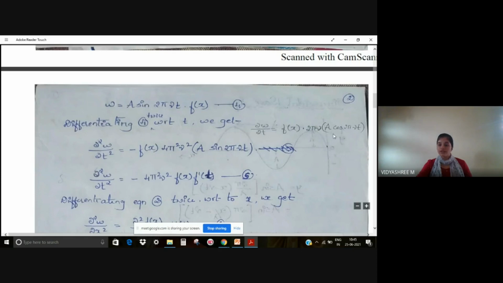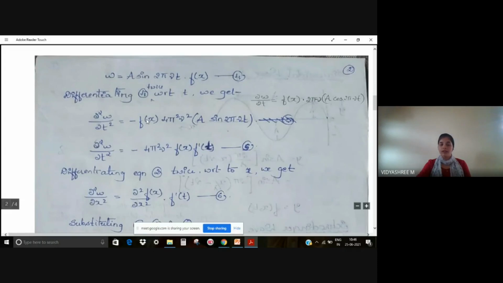Now what we need to differentiate is cos 2 pi nu t. Differentiation of cos x is minus sin x, so a negative sign, then sin 2 pi nu t. Differentiation of 2 pi nu t, we will get 2 pi nu. So after double differentiation, this expression will become minus f of x 4 pi square nu square into a sin 2 pi nu t.